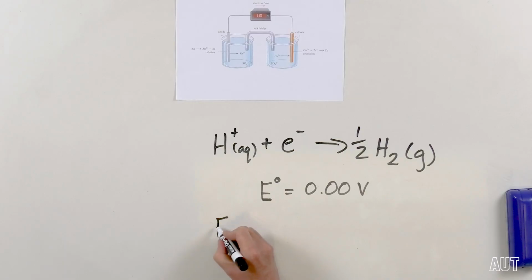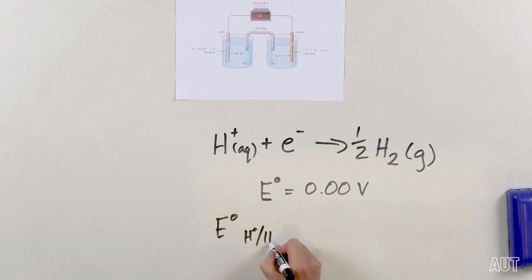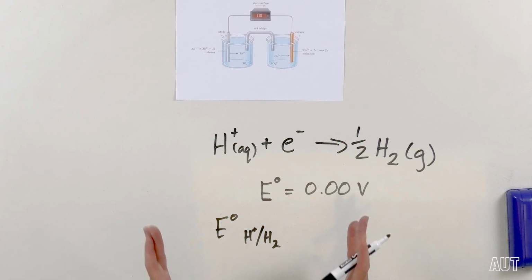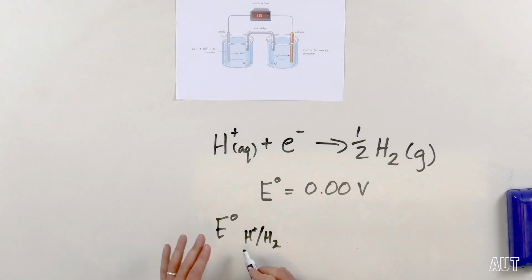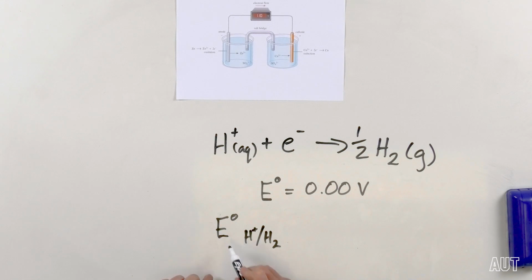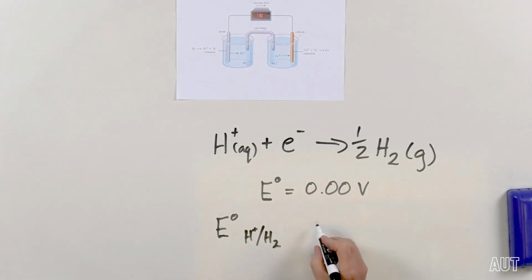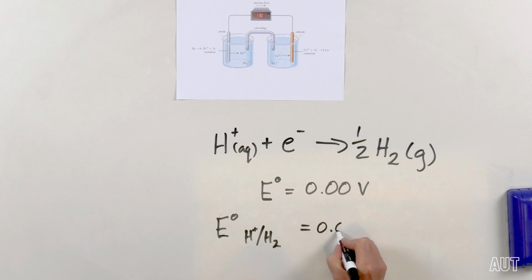Okay? So shorthand for this is E naught of H plus H2. So that's essentially shorthand. You'll see this defined in your notes and stuff like that. E naught of H plus H2 is equal to 0.00 volts.